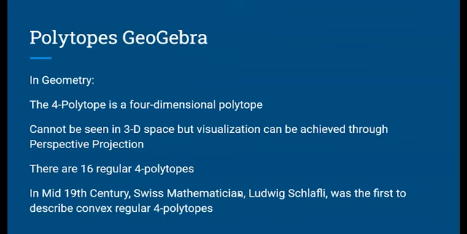And in the mid-19th century, a little bit of history, Swiss mathematician Ludwig Schläfli was the first to describe convex regular four polytopes. In the world of geometry, we have reference to polygons as being convex or concave. Convex is where your vertices are pointing to the exterior of the figure, concave where you have one or more that points to the interior.